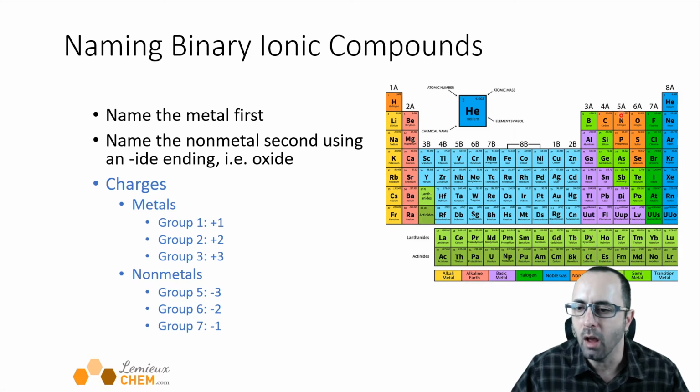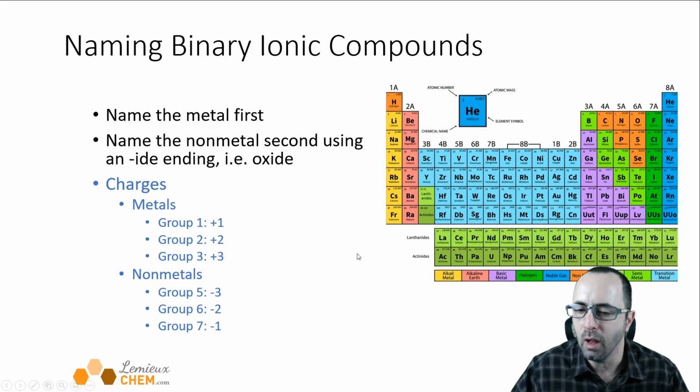Group 5 nonmetals, nitrogen and phosphorus, make -3 ions when they make ions. Oxygen, sulfur, selenium make -2 ions when they make ions. Chlorine, bromine, iodine, the halide ions, they're -1.